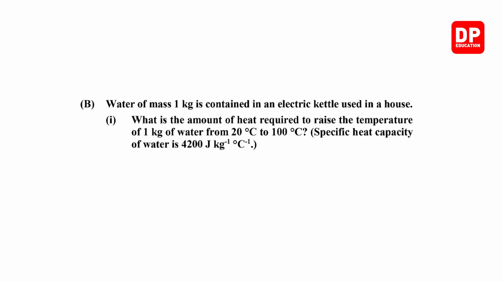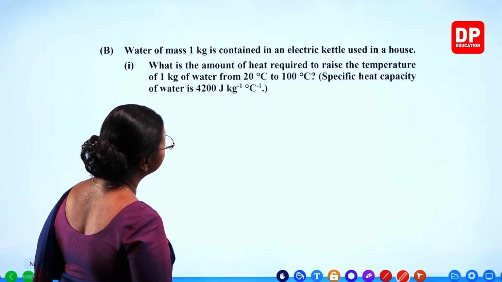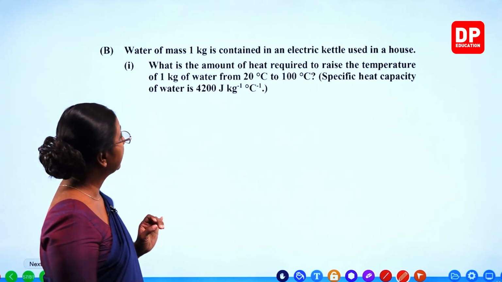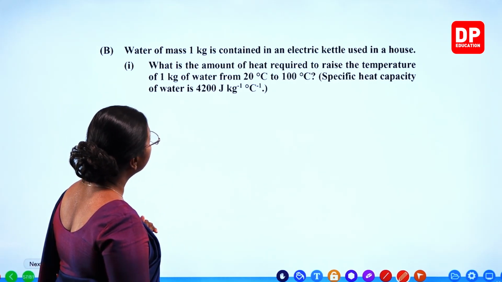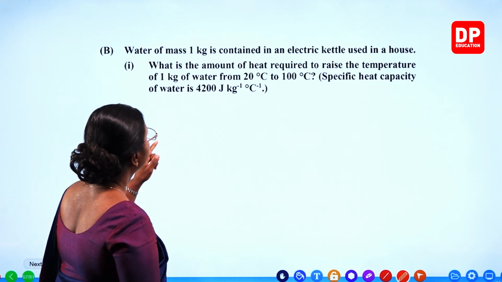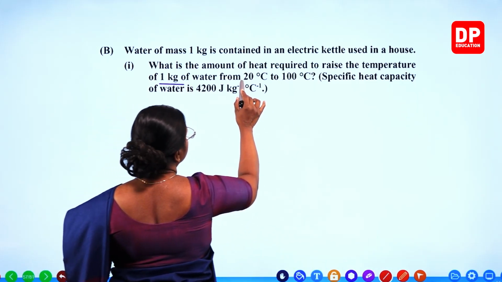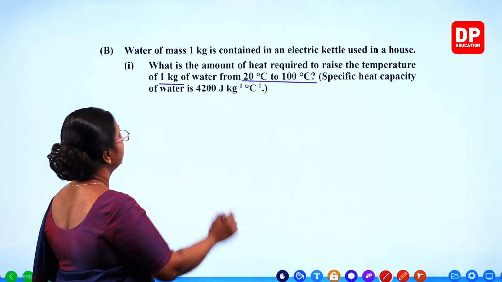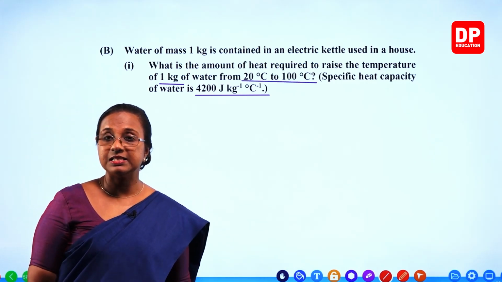Here this is part B. Water of mass 1 kilogram is contained in an electric kettle used in a house. So there is 1 kilogram of water in an electric kettle used in a house. First part, what is the amount of heat required to raise the temperature of 1 kilogram of water from 20 degrees to 100 degrees Celsius? So 1 kilogram of water, 20 degrees to 100 degrees Celsius. The specific heat capacity of water is given as 4200 joule per kilogram per degrees Celsius.